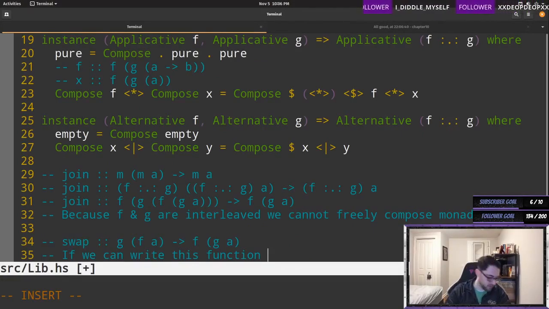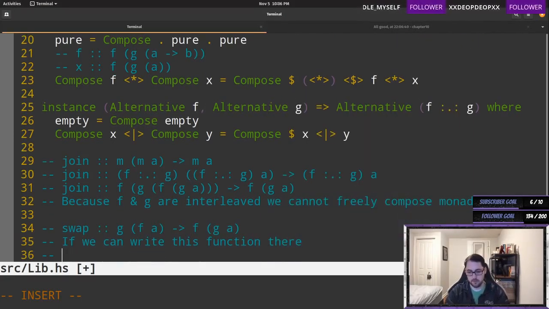If we can write this function, there is a distribute.